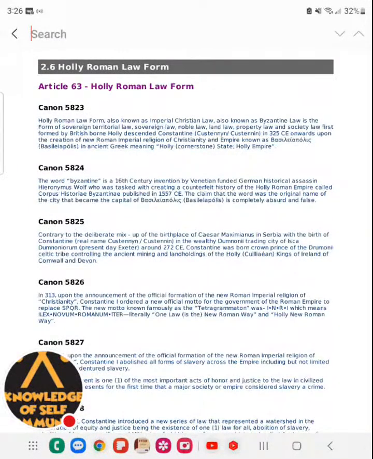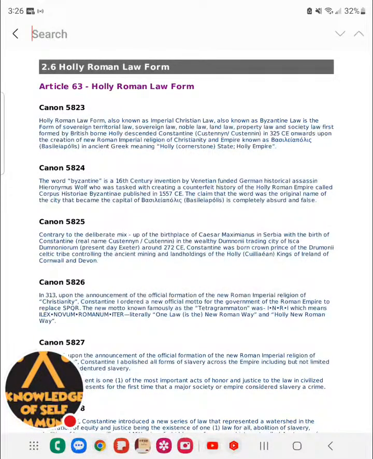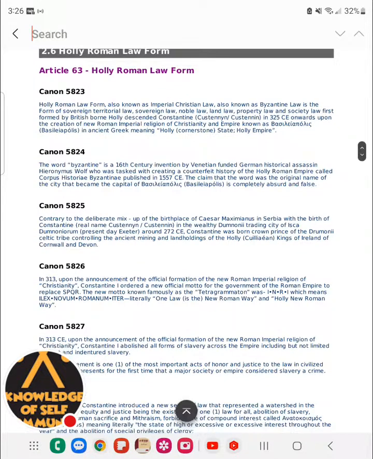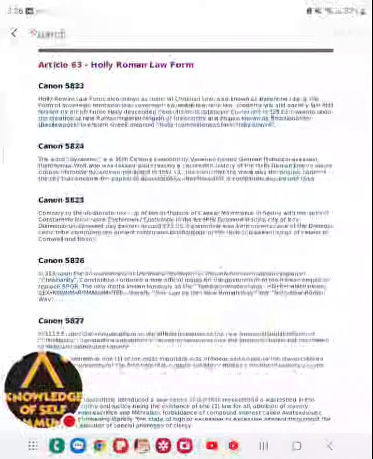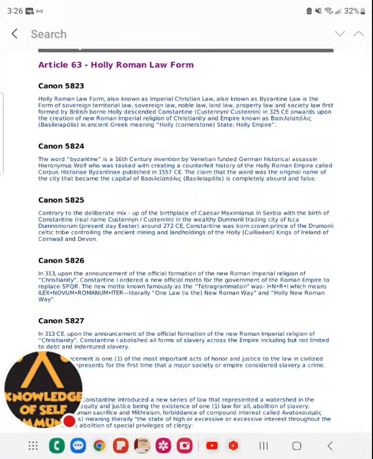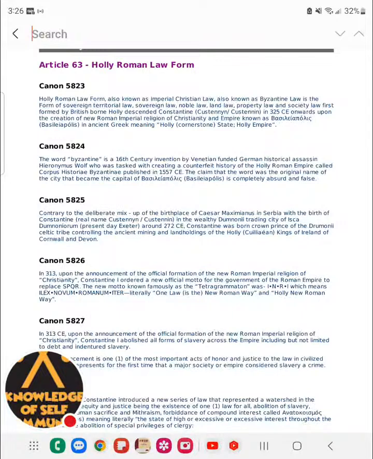This is dealing with the imperial Christian law that was formed by Constantine, who we're going to, in quotes, say British born. What's important is that he's a holy descendant. It was done in 325. And so we move to the next canon, 5824. The word business is a 16th century invention by the Venetians funded German historical assassin Hieronymus Wolff, who was tasked, in the 16th century, with creating a counterfeit history of the Holy Roman Empire called the Corpus Historiae Byzantine, published in 1557 CE.